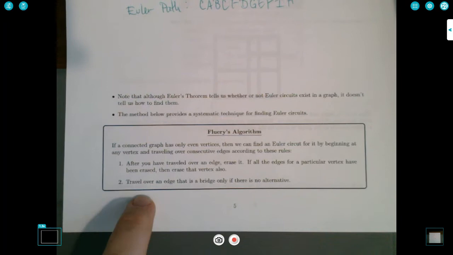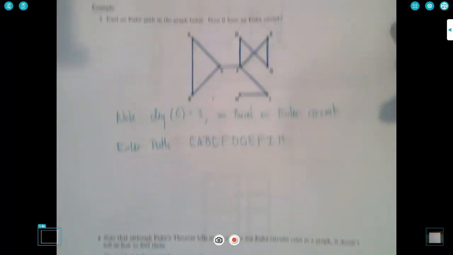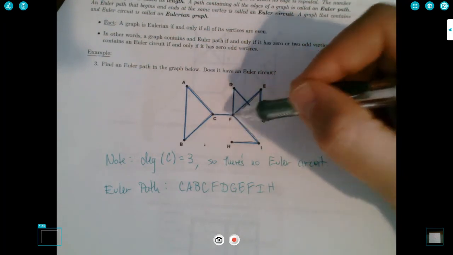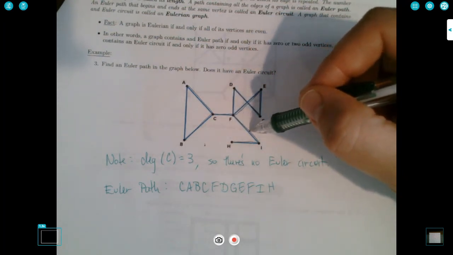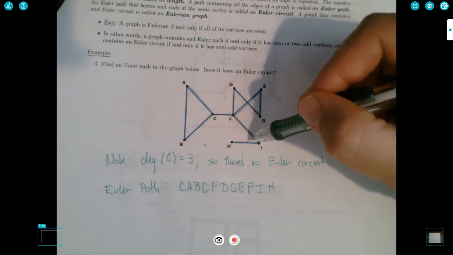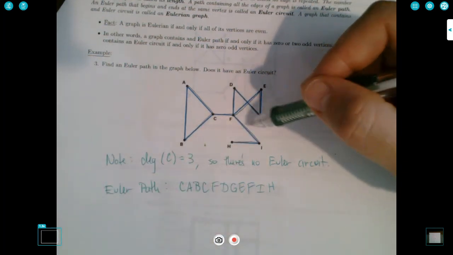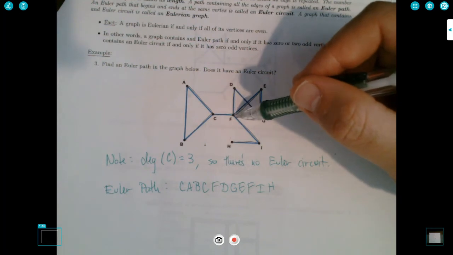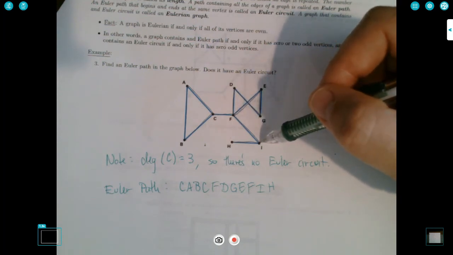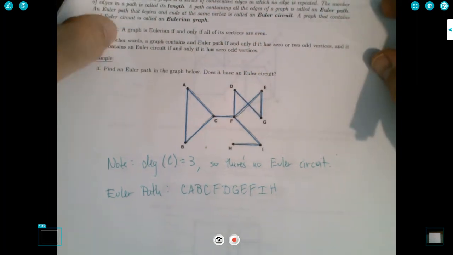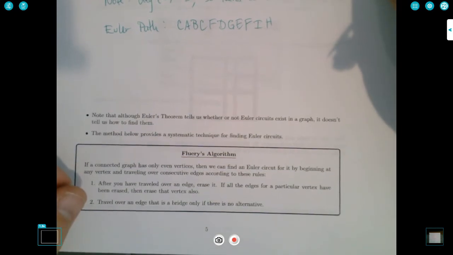Okay, so really step 2 is kind of the key, because when we were doing this one and we got to this point where we were at F, I decided not to go down here. Why? Because this edge is a bridge, isn't it? If we take this edge away, then we end up with a disconnected graph. And the reason you don't want to travel over a bridge unless there's no other choice is because once you've crossed that bridge, there's no way to get back, right? So number 2 is really the key there. Let's practice.